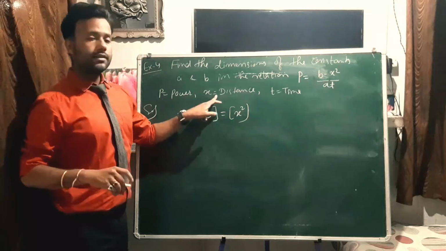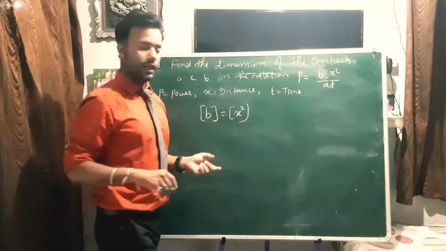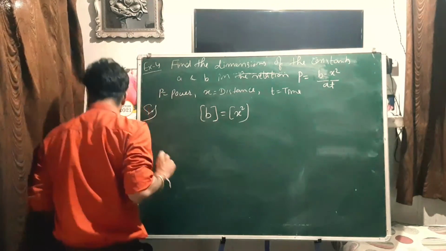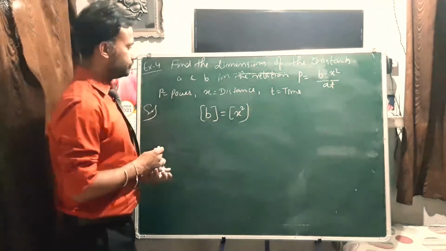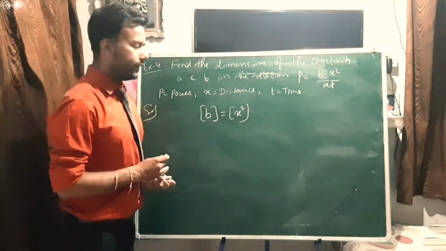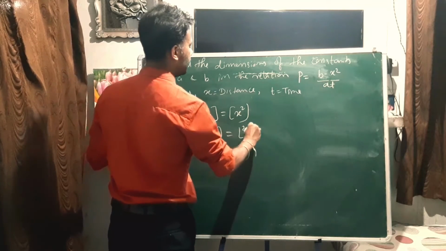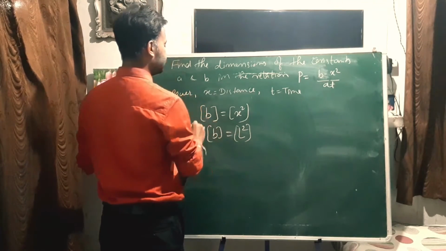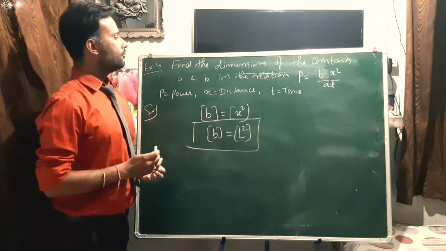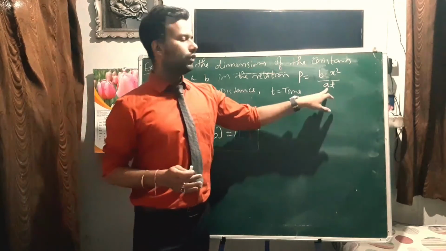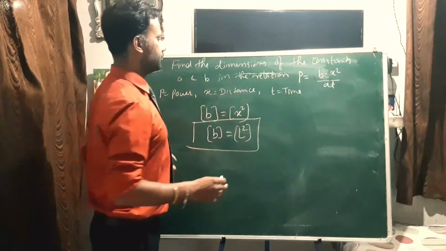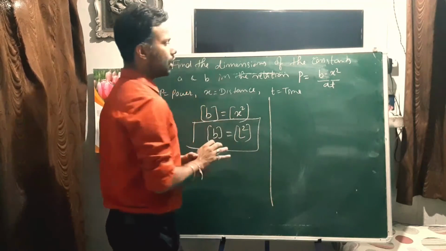What is x here? x is distance. The formula will be L. So the dimensional formula of b will be L square. We have to find the dimensional formula for a also. No problem.